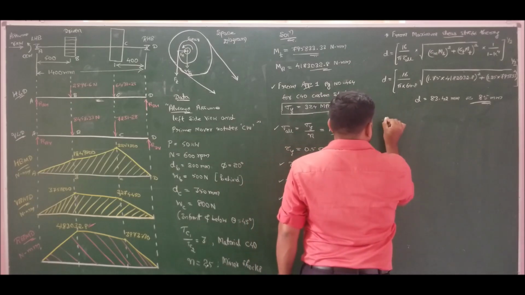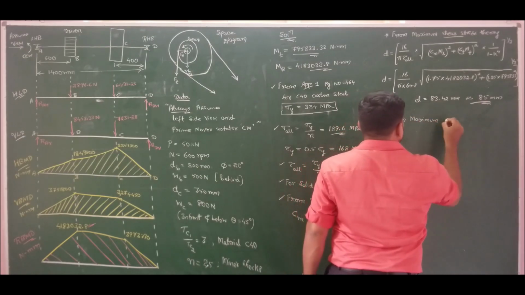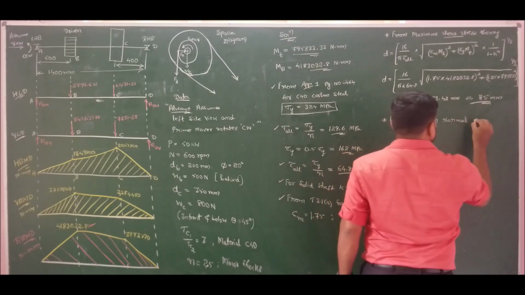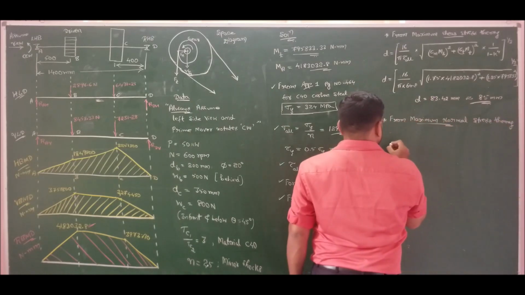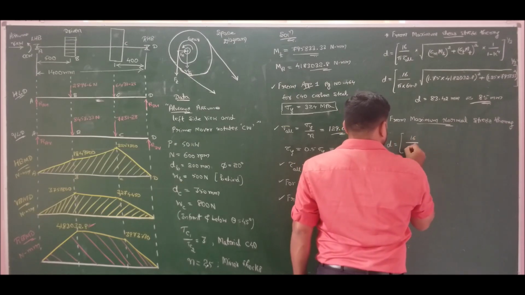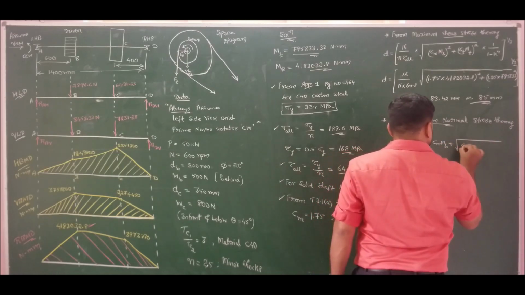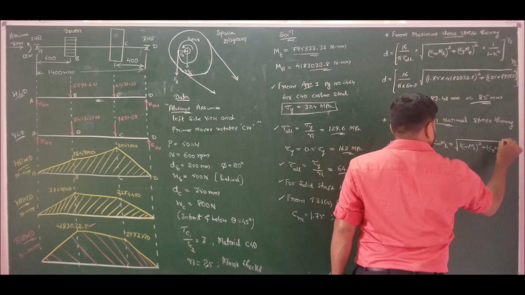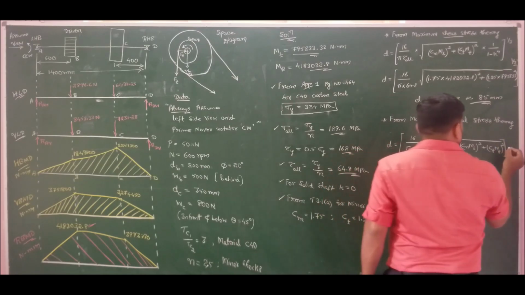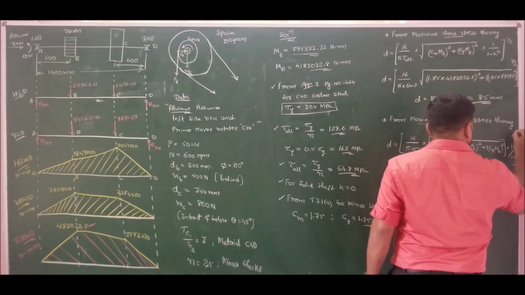If I verify from maximum normal stress theory, we know that from maximum normal stress theory, diameter D is given by 16 by pi sigma allowable into Cm Mb plus square root of Cm Mb square plus Ct Mt square into 1 by 1 minus k to the power of 4, whole to the power of 1/3.